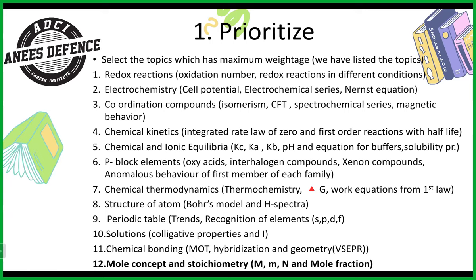Then we go to chemical and ionic equilibria, where we come across the terms Kc, which is the equilibrium constant in terms of concentration. Ka is the equilibrium constant of an acid. Kb is the equilibrium constant of a base. The concept of pH, which is minus log to the base 10 of the concentration of H plus ions. And the equation of buffer, which can give us an idea about acidic buffer and basic buffer. This comes from Henderson's equation. And the last part is solubility product.